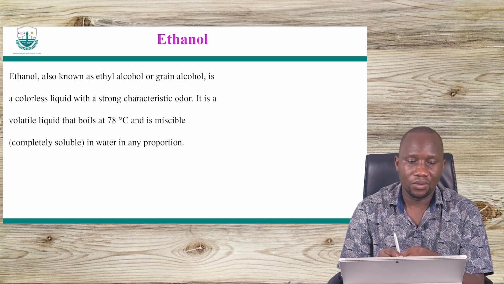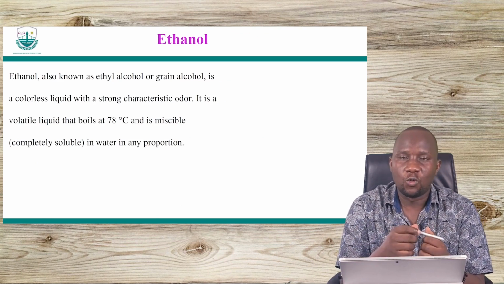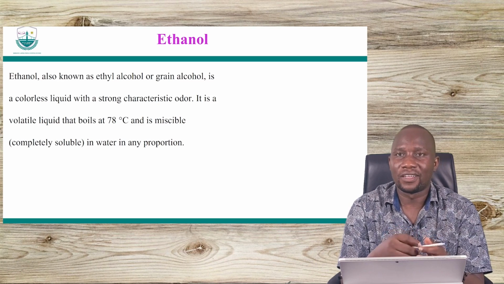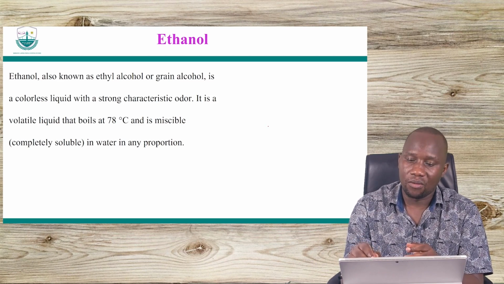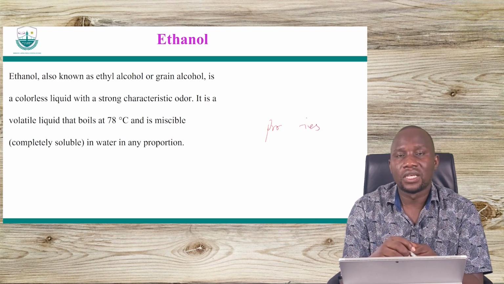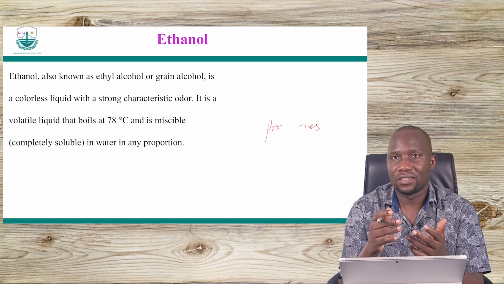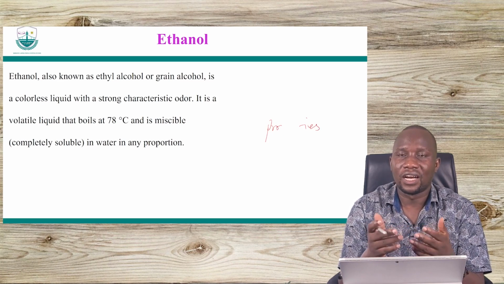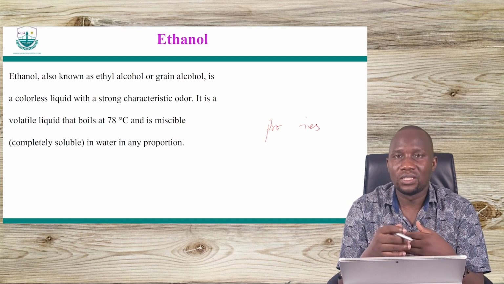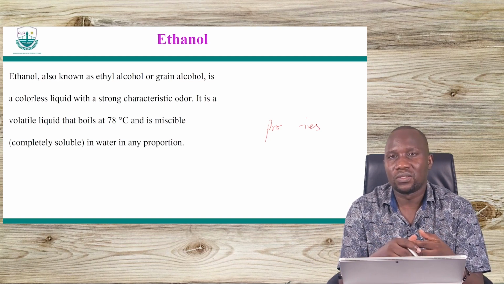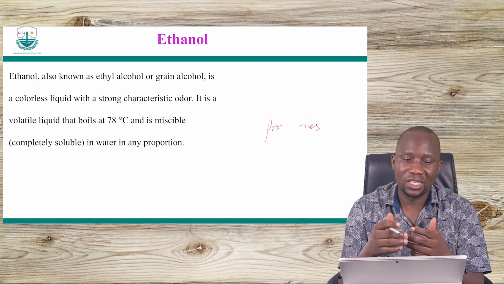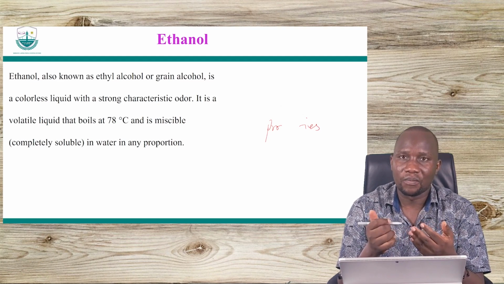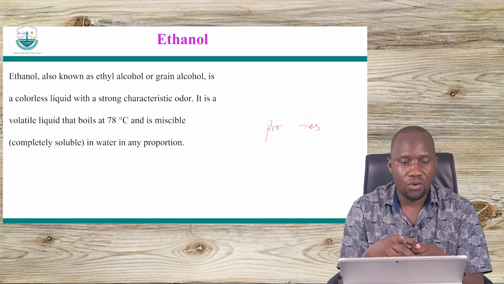So ethanol is what we want to base our discussions on going forward. We are going to look at its properties, how we manufacture it, the effects it has on human bodies, and also the chemical reactions and how we prepare it. That's what we are going to look at, and it is what we want to focus on here going forward.